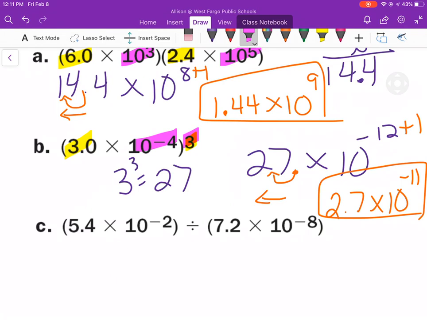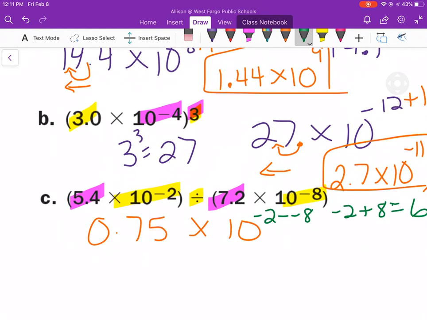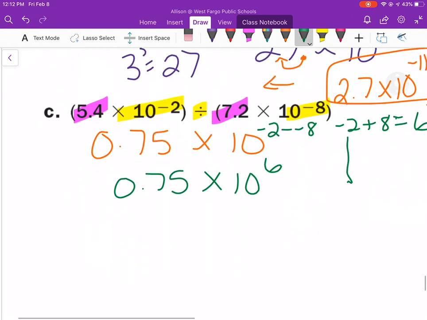And then using the quotient rule. So really, this is 5.4 divided by 7.2. Well, 5.4 divided by 7.2, I used my calculator for this one, is 0.75. Times 10 to the, I'm dividing here, so you subtract the exponents. So you're going to have negative 2 minus negative 8, which really is negative 2 plus 8. So you're going to have 10 to the 6th power there. So we end up with 0.75 times 10 to the 6th for the quotient rule here.